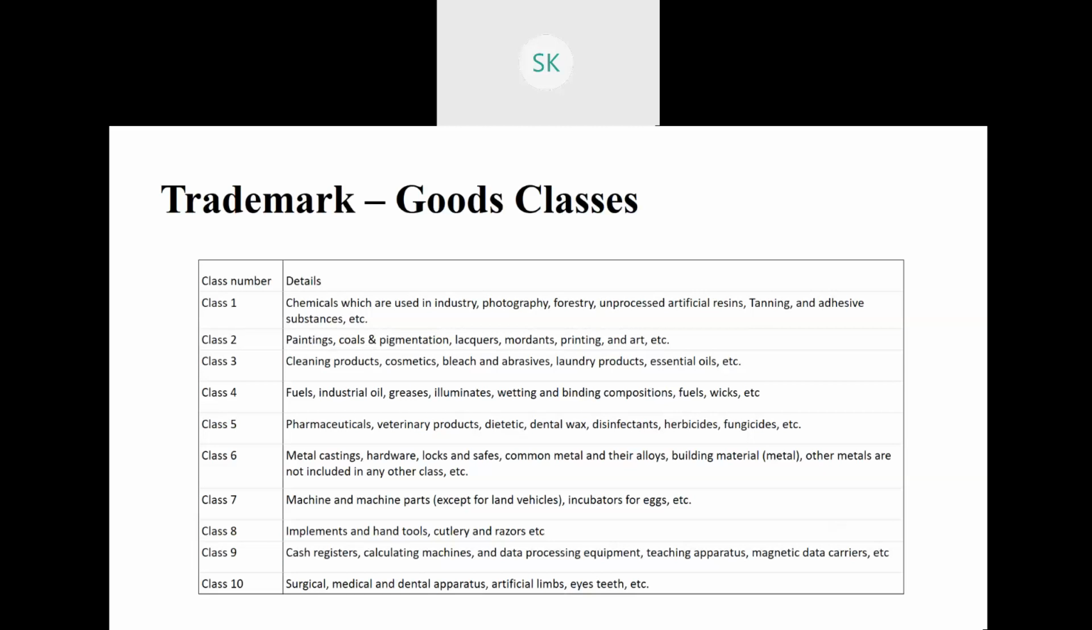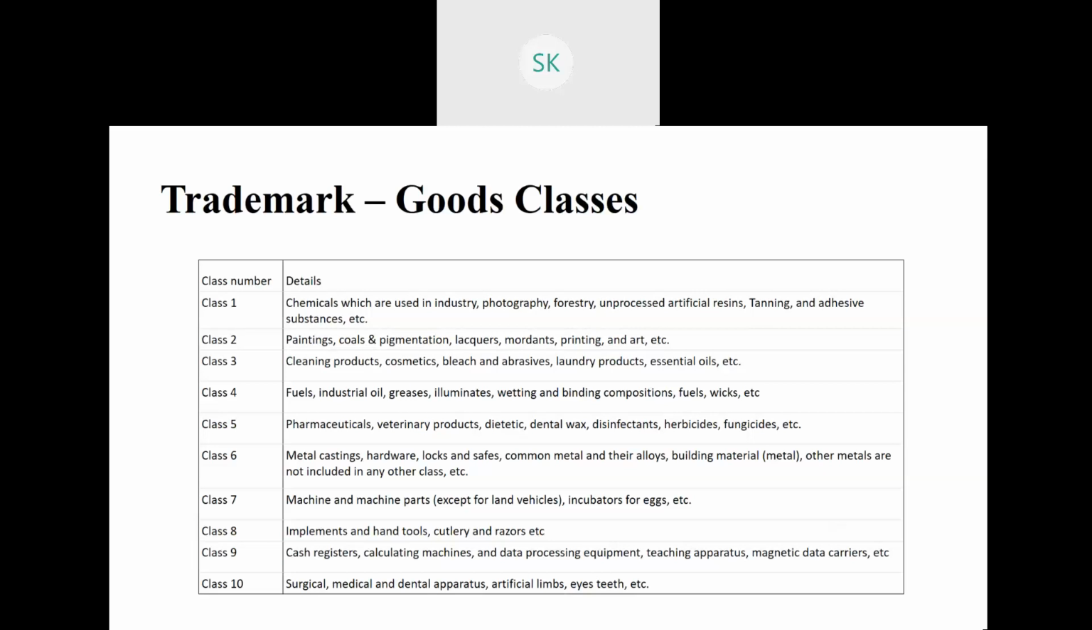Then coming to class 9, it has products like cash registers, calculating machines and data processing equipment, teaching apparatus, magnetic data carriers. These are generally related to commercial purposes, calculating machines in the sense of shopkeepers, the shops, or the big godowns, cash registers, teaching apparatus. Teaching apparatus is also commercial, used for many coaching classes.